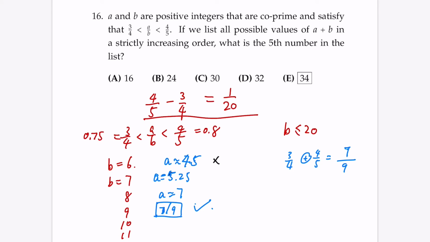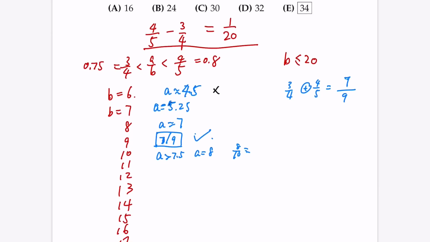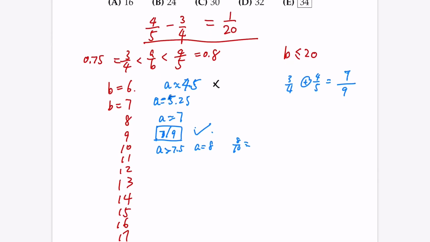But what we need is to find the fifth number. So at least we need to find another 4. How about 10? For 10, A needs to be bigger than 7.5. So A should be equal to 8, but 8 over 10 doesn't count because 8 and 10 are not coprime. So let's try 11. For 11, A is bigger than 8.25.